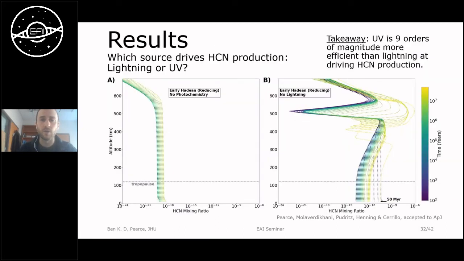We wanted to know whether it was lightning or UV photochemistry which was producing most of our HCN. We turned each one of these off one by one. On the left plot here, we turn off photochemistry, and on the right plot, we turn off lightning. And we see that if you don't have photochemistry, you get about 9 orders of magnitude less hydrogen cyanide than you do if you turn off lightning. So it's really not lightning that's producing HCN in our models, it's photochemistry. And it's occurring mostly right here at about 500 kilometers up in the atmosphere, and it's being mixed down to the lowest atmospheric layers from a process called eddy diffusion, or turbulent mixing.